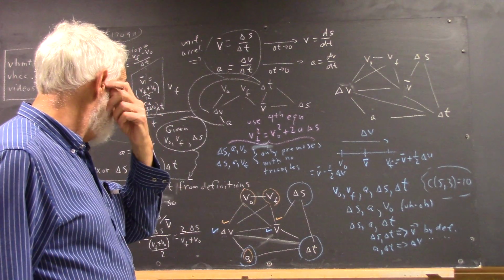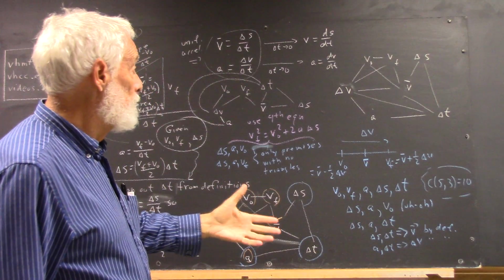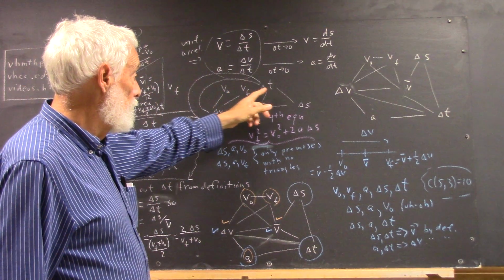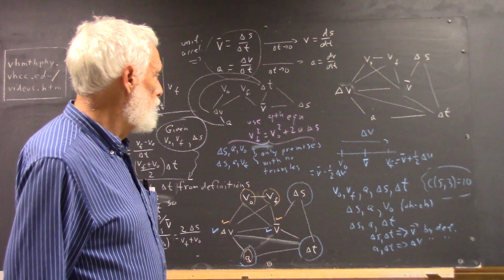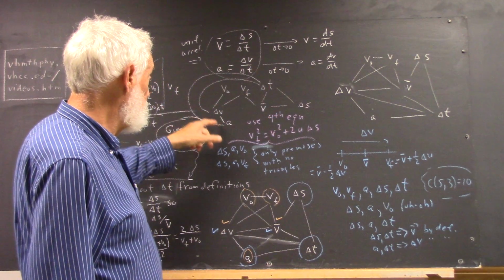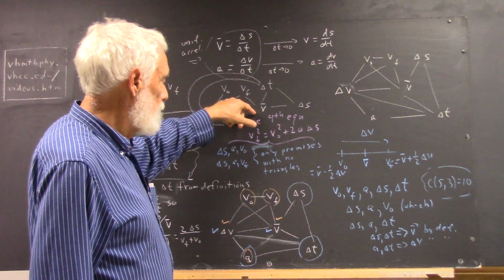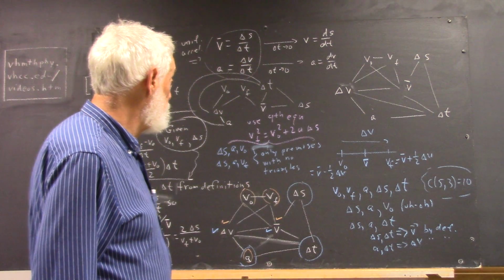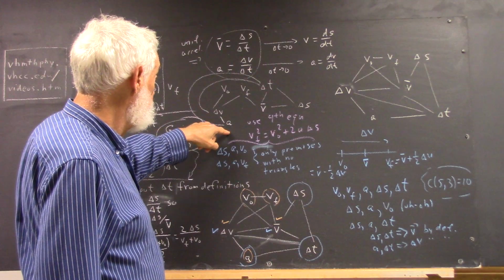Now, diagrams can be written for other situations. Here's a diagram that we wrote for V naught, VF, and delta T. And we found that delta T is kind of hanging out here in the wrong place. Easy to combine with V naught, and it's also easy to combine with delta V. Combine it with V bar to get delta S. So we have this triangle. We could combine delta T with delta V to get A.